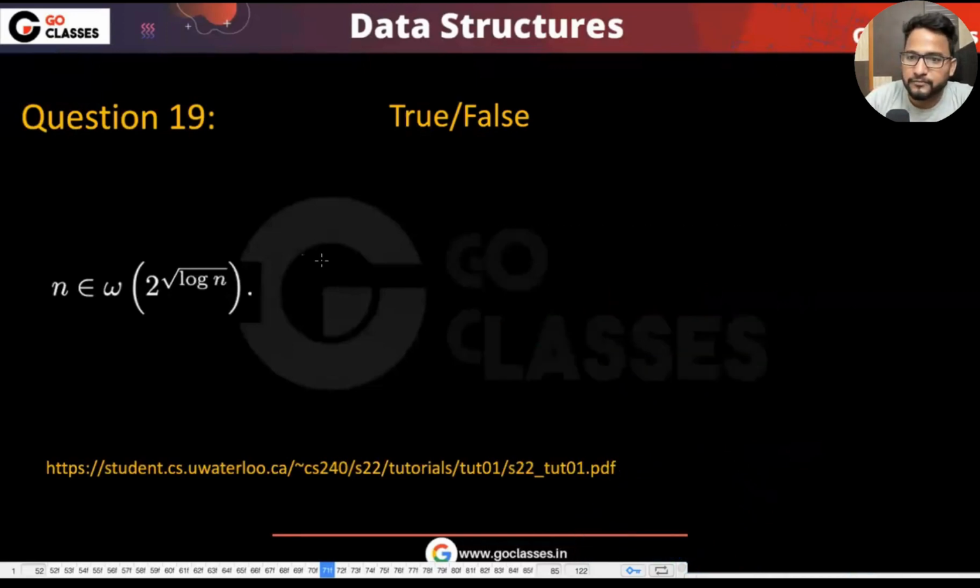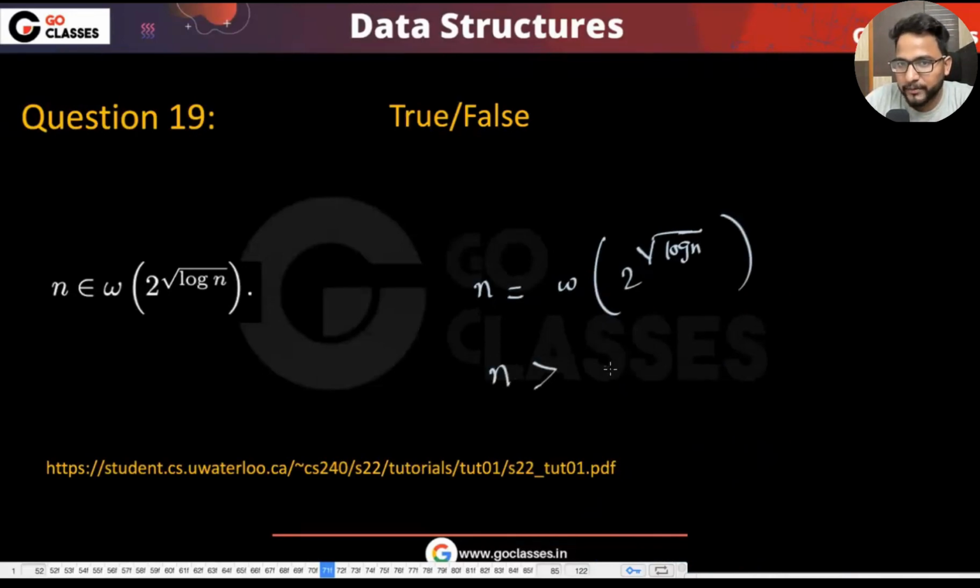Okay. So n belongs to this. What does this mean? Informally we write n equal to small omega of 2 power square root of log n. So what does this mean? That n is strictly greater than 2 power log n power 1 by 2. Can I write that?